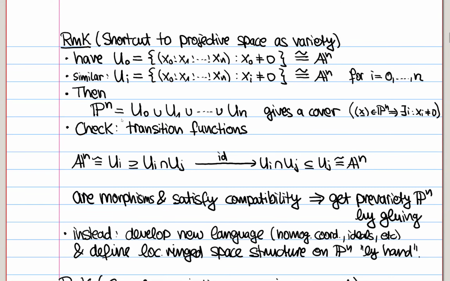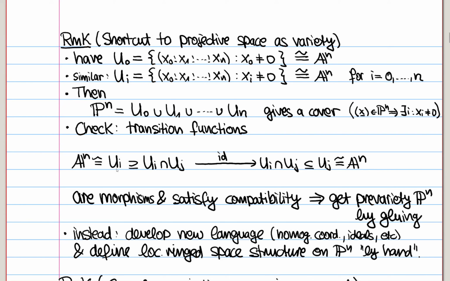So what you get is the claim, and this we're going to use very often, that Pn is actually the union of all these sets. Because for any point in Pn, by definition, one of these coordinates is non-zero, and so it sits in the corresponding set Ui. This is what we write here. And so we have a cover of Pn by these sets Ui, and all of these sets individually are isomorphic to A^n.